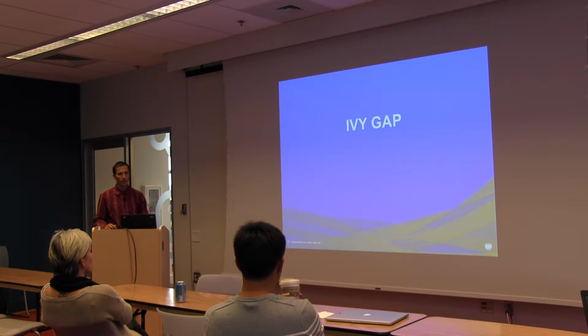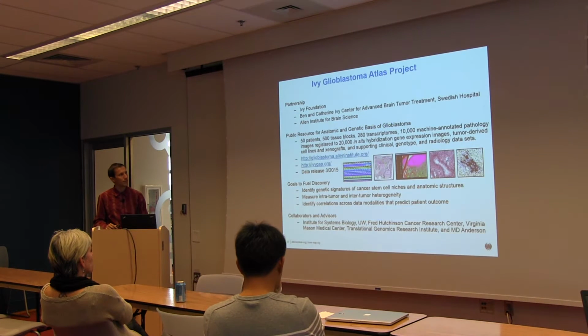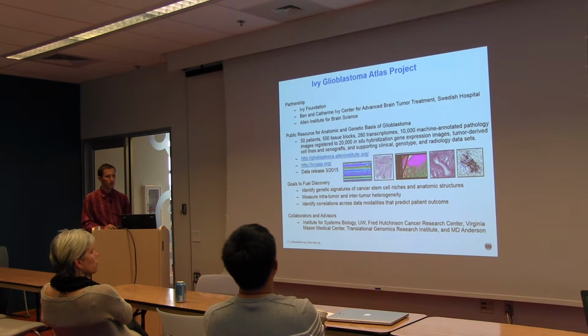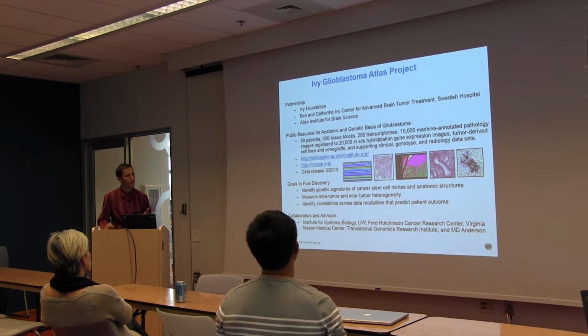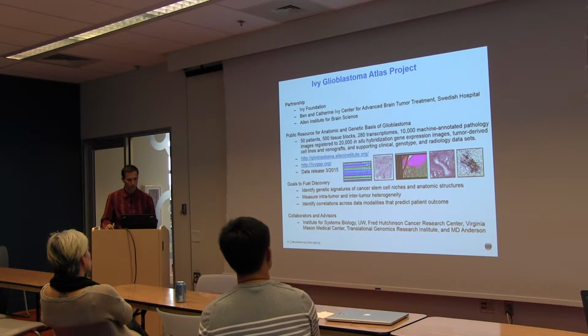Okay, so then the next atlas that we have that includes RNA-seq data is the IVGAP, or the glioblastoma atlas. This atlas was a partnership between the Allen Institute, the Ivy Foundation, and then the Ivy Center for Advanced Brain Tumor Treatment at a Swedish hospital. It's a large public resource that has 50 patients, 500 tissue blocks, 270 transcriptomes, which is what I will focus primarily on, and a lot of machine annotated pathology images, and a lot of in situ hybridization. All the data is available either at our website or at the IVGAP website, and it was released last year.